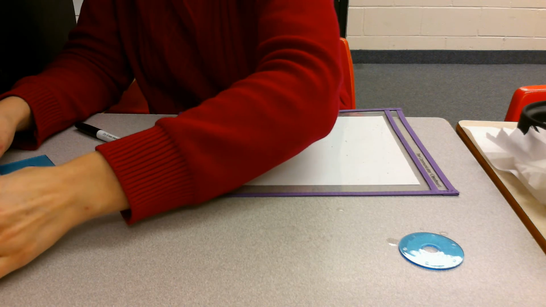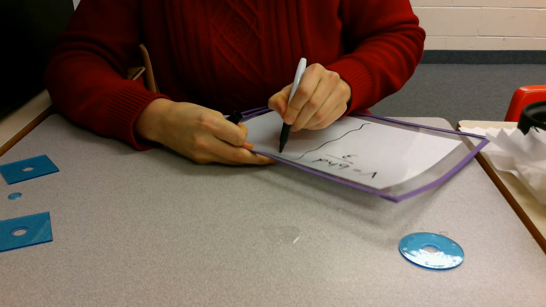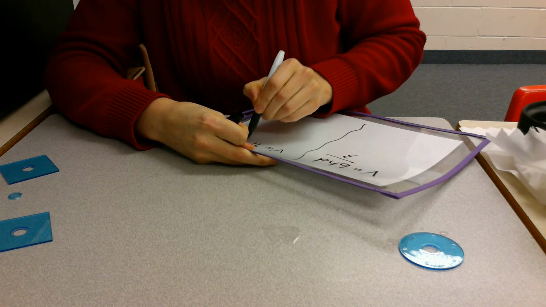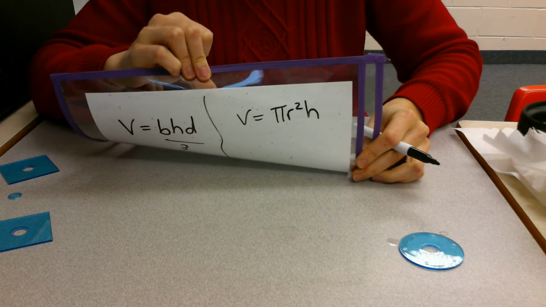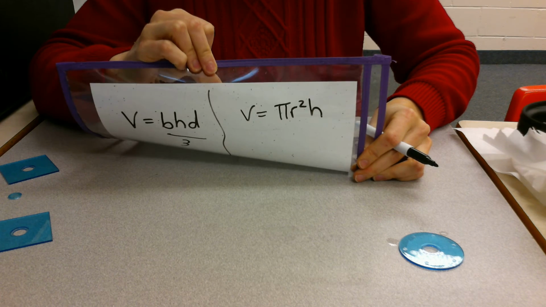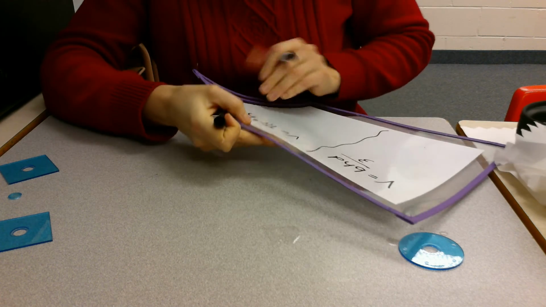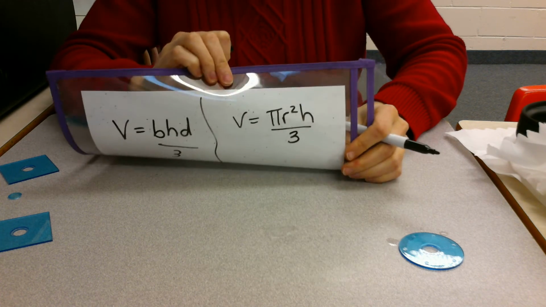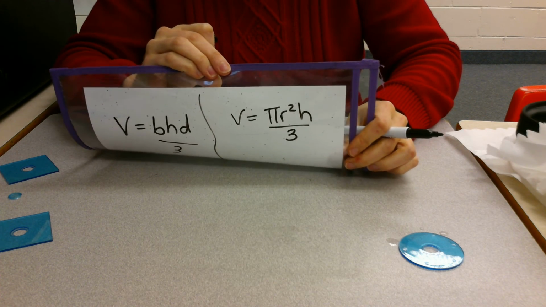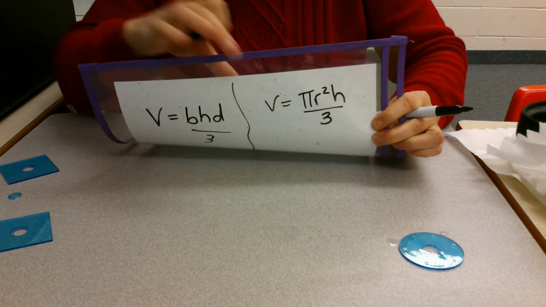So again, if we had to come up with a formula for volume of a cone, we know that volume of a cylinder is pi times r squared times height. So that there is the volume of a cylinder. And if 3 cones fit in that cylinder, to get the volume of a cone, that would just be pi times r squared times height divided by 3. So that's how you get the volume of your square-based pyramid and of your cone.